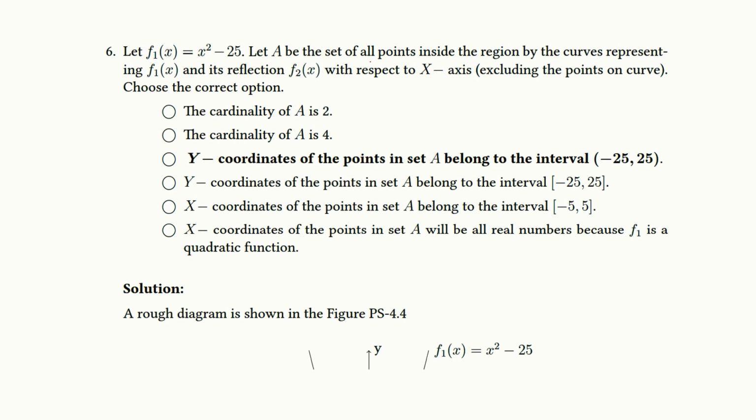Let's see the last MCQ of this assignment. Let f1 of x be x square minus 25. Let A be the set of all points inside the region bounded by the curves representing f1 of x and its reflection f2 of x with respect to the x-axis, excluding the points on the curve. Choose the correct option. So let us try to plot f1 of x and f2 of x and find the inside region.